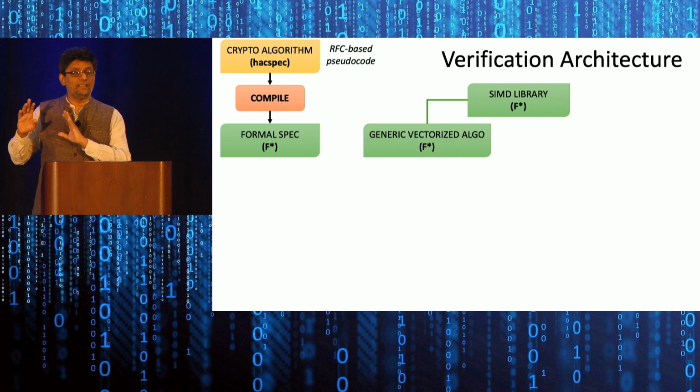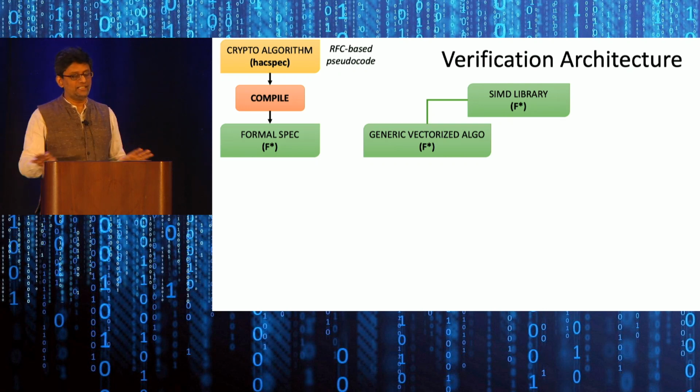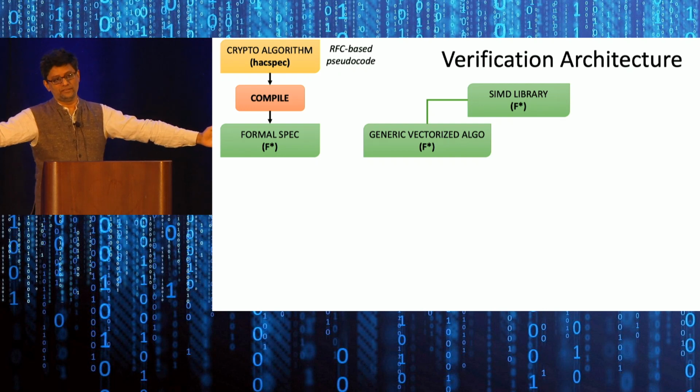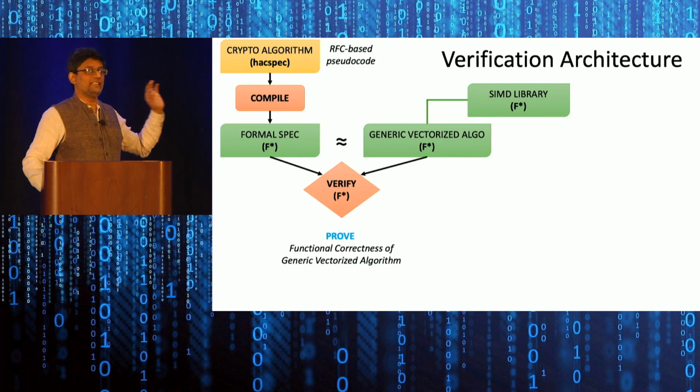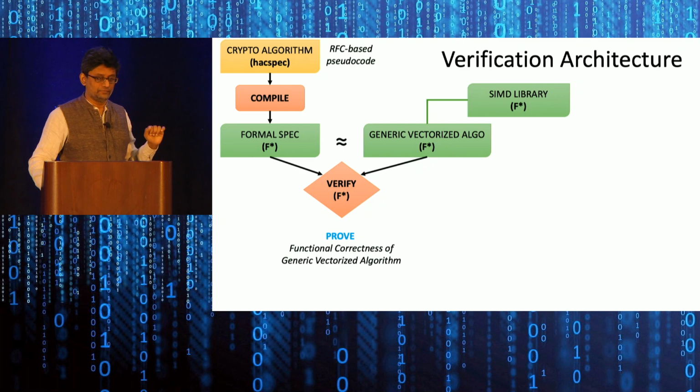Then we're going to write a vectorized algorithm, a completely generic vectorized algorithm that doesn't care about how big your vectors are, what specific platform you're on, but it's basically a parallel algorithm that implements the same primitive. And we'll prove that this is doing the same operation as the high-level spec. Okay? So this is a pure spec-to-spec transformation.